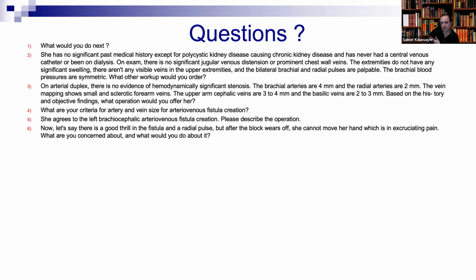The examiner told you she has a good thrill. Thrill doesn't differentiate between both, but the most important is the radial pulse. If you have a good radial pulse, warm hand, and severe pain, then it is ischemic monomelic neuropathy. If there's no pulse, hand looks cold, then most likely it is steal syndrome. So you told the patient that she has to go immediately to ligate the fistula.